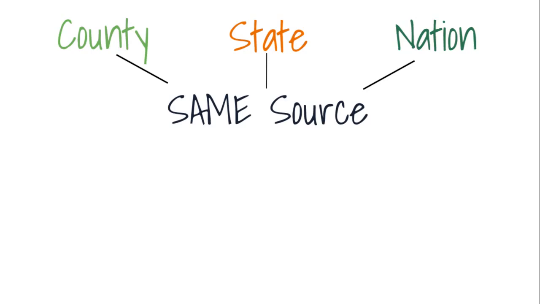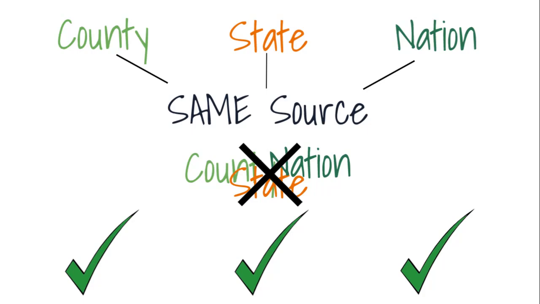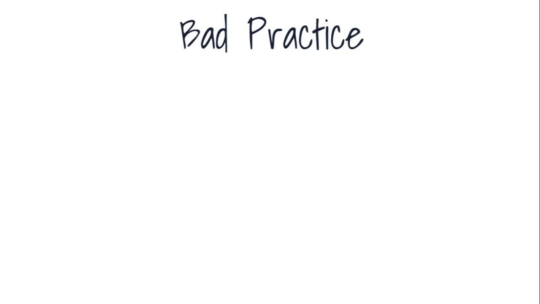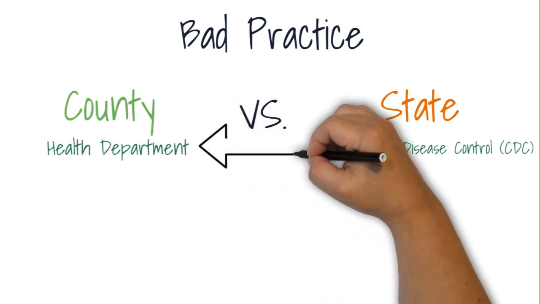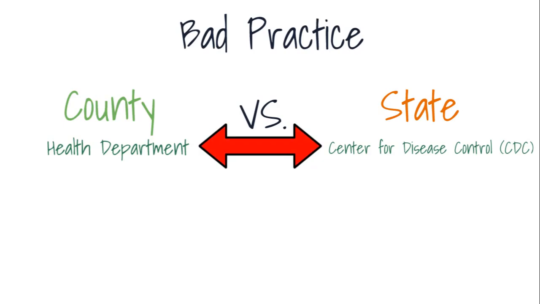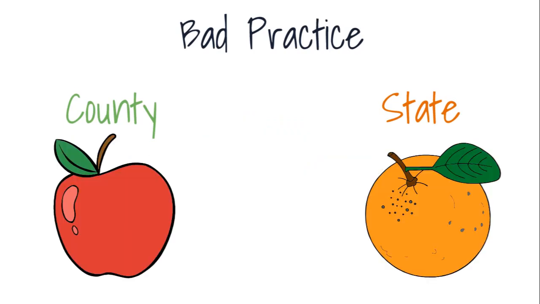This is really important because it guarantees we are not mixing data sources when discussing and analyzing particular indicators. It also enables you to compare how your county's data measures against state and federal data within the same indicator. For example, it is not a good practice to mix data sources, like comparing information from your county's health department against your state's Center for Disease Control data. This practice is not helpful because you cannot directly compare information from different sources and expect to come to reliable conclusions. It's like comparing apples to oranges.